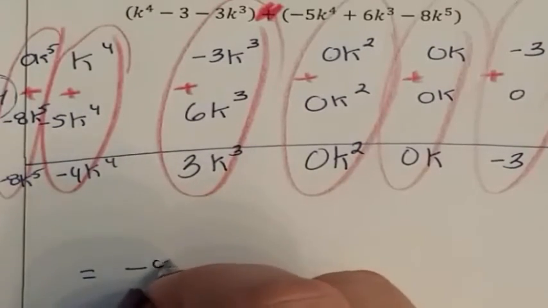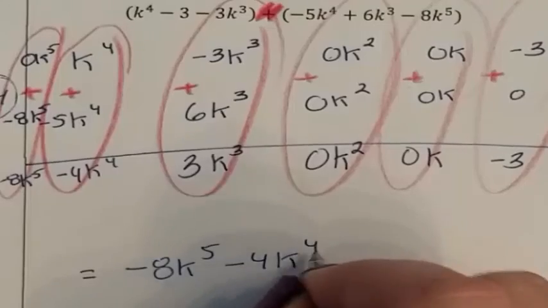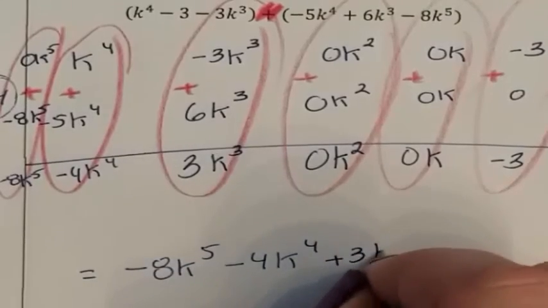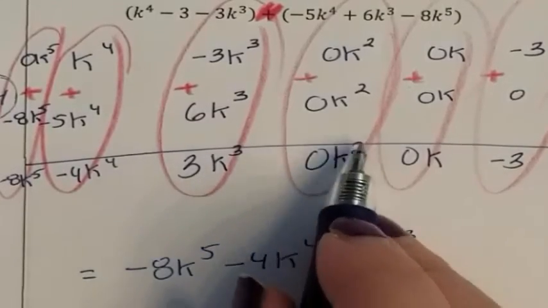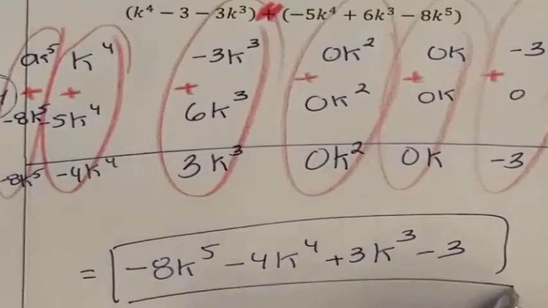So I have a negative 8k to the 5th. I minused 4k to the 4th. I added 3k to the 3rd. There were no k squareds, there were no k's, but there was a minus 3. This is me adding it vertically.